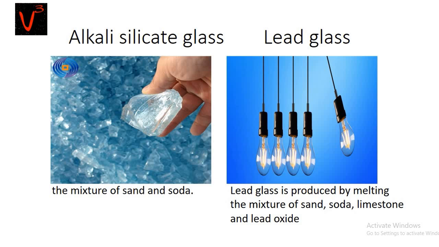Alkali silicate glass is produced by heating the mixture of sand and soda. As this glass is soluble in water, it is called water glass. The fourth one is lead glass. Lead glass is produced by melting the mixture of sand, soda, limestone and lead oxide. Being very clear and transparent, it is used in manufacturing of light bulbs, tubes, etc.